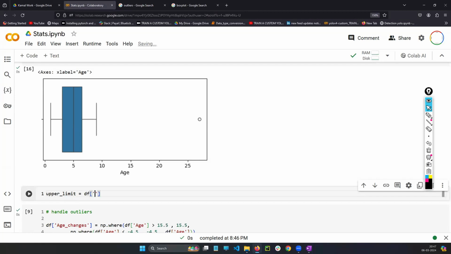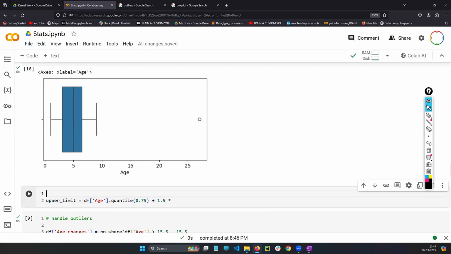Upper limit. So in the age column, what is the meaning of the upper limit? Q3 plus 1.5 into IQR. Am I right? Yes, sir. So in the age column, please find the quantile of 75 percent plus 1.5 into, first you need to find the IQR. Yes or no? You need to find the IQR. IQR means what? What is the meaning of IQR? 75 minus 25, yes or no?